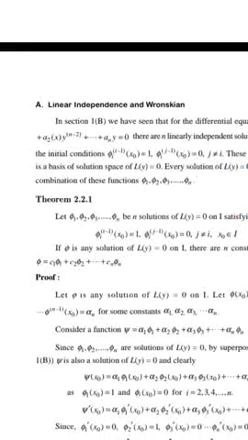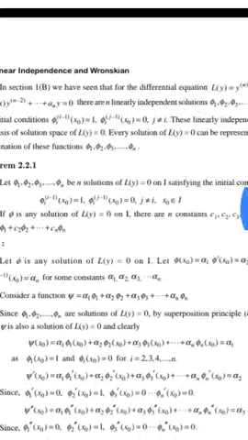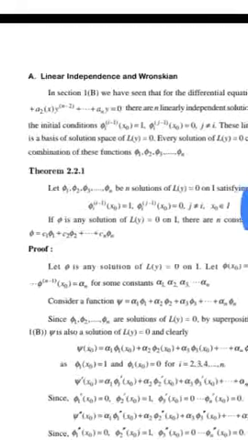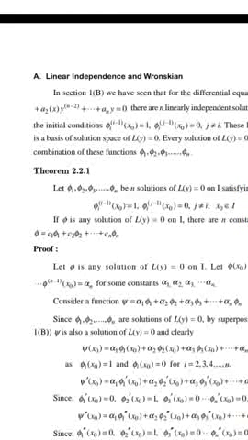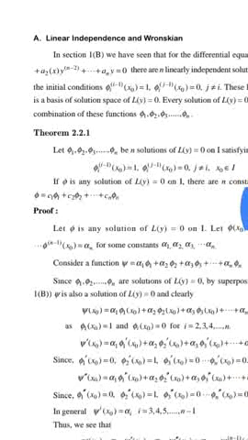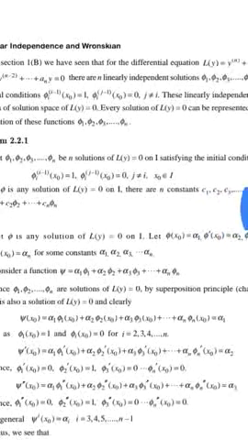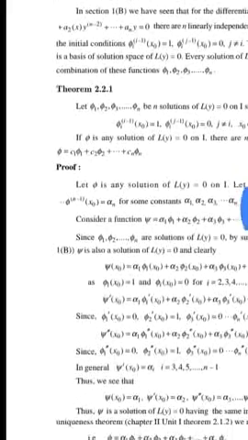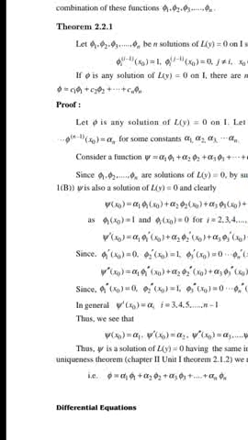Theorem: Let phi1, phi2, ..., phi n be solutions of L of y is equal to 0 on I satisfying the initial conditions phi i raised to i minus 1 of x naught is equal to 1 and phi i raised to j minus 1 of x naught is equal to 0 for j is not equal to i, and x naught belongs to I. If phi is any solution of L of y is equal to 0 on I, then there are n constants c1, c2, ..., cn such that phi is equal to c1 phi1 plus c2 phi2 plus ... plus cn phi n.